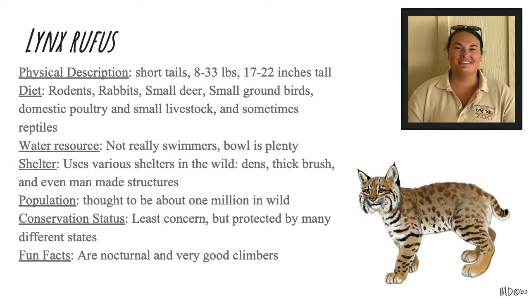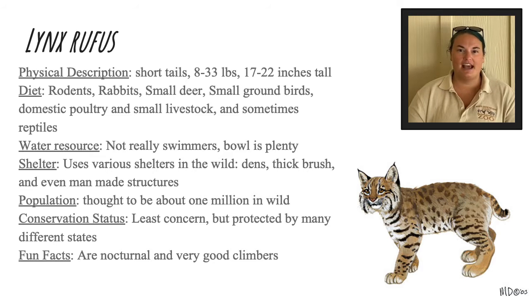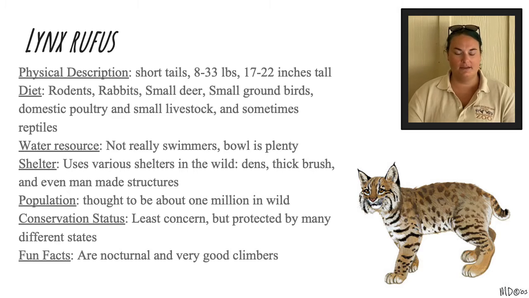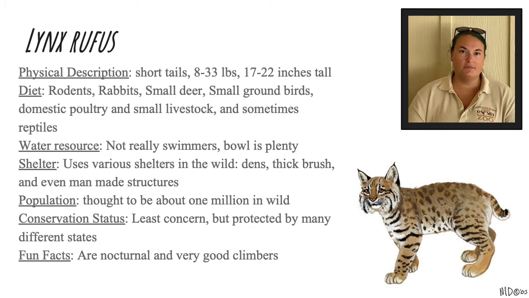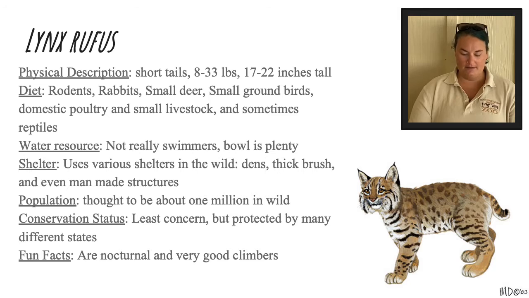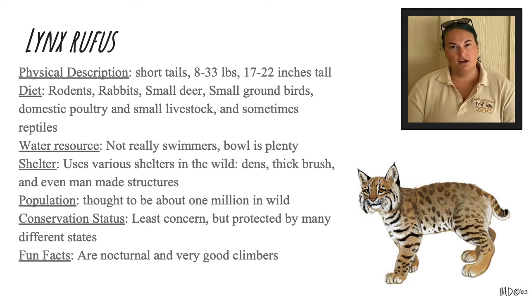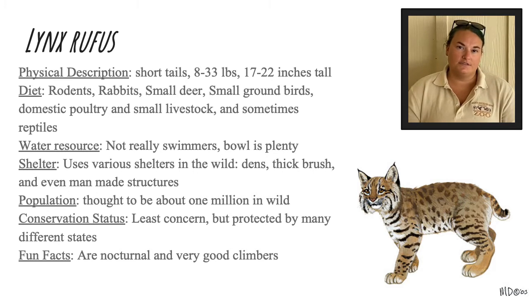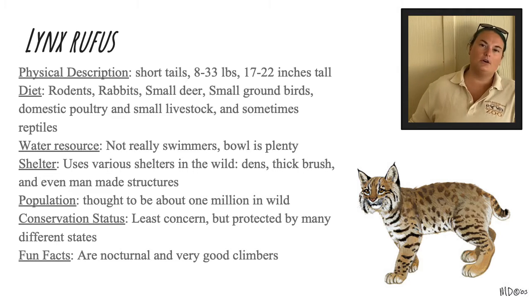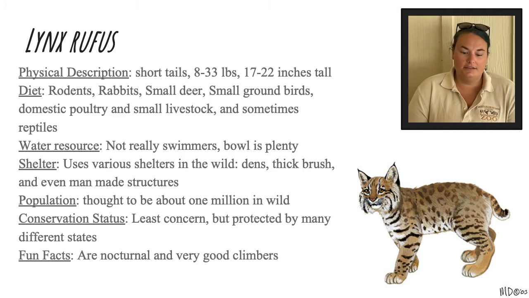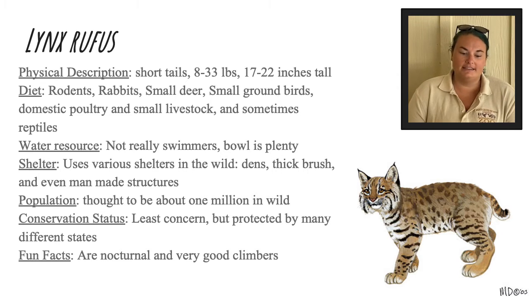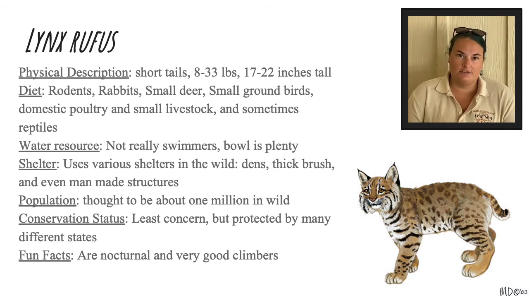So we've already talked a little bit about the bobcat's natural range and habitat, but let's talk a little bit more about some information that might help us design the exhibit. Their diet consists mostly of small rodents, but can include rabbits, small deer, ground birds, and even domestic poultry and small livestock. A water source for these guys doesn't need to be large because they're not really fond of swimming, so a bowl is plenty.